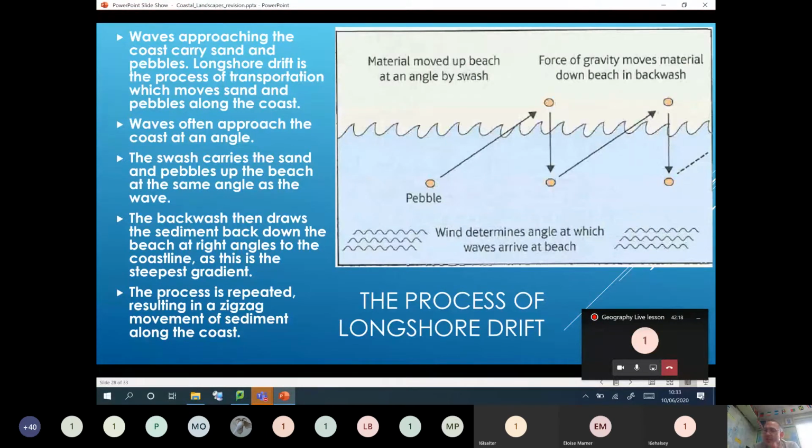There is, of course, a type of hard engineering that interrupts this process. Could you put in the comments what is the process? What hard engineering technique disrupts longshore drift?